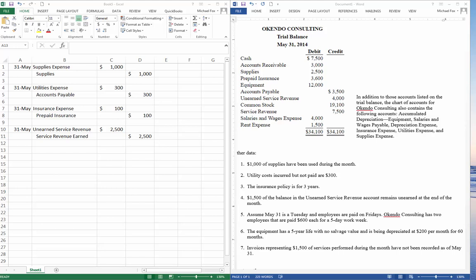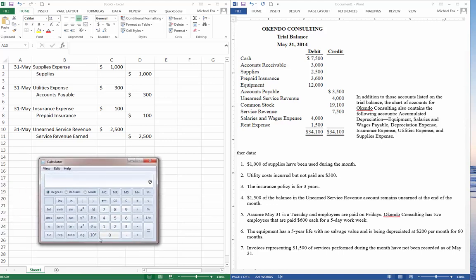If we paid people on Friday and May 31st is a Tuesday, then we are going to owe 2 days worth of payroll to these people that we're not going to pay until the next payday. So we'll have to list that as a salary and wage expense because we've already incurred the expense because the people have worked, but we haven't yet paid it, so it's going to be a salary and wages payable.